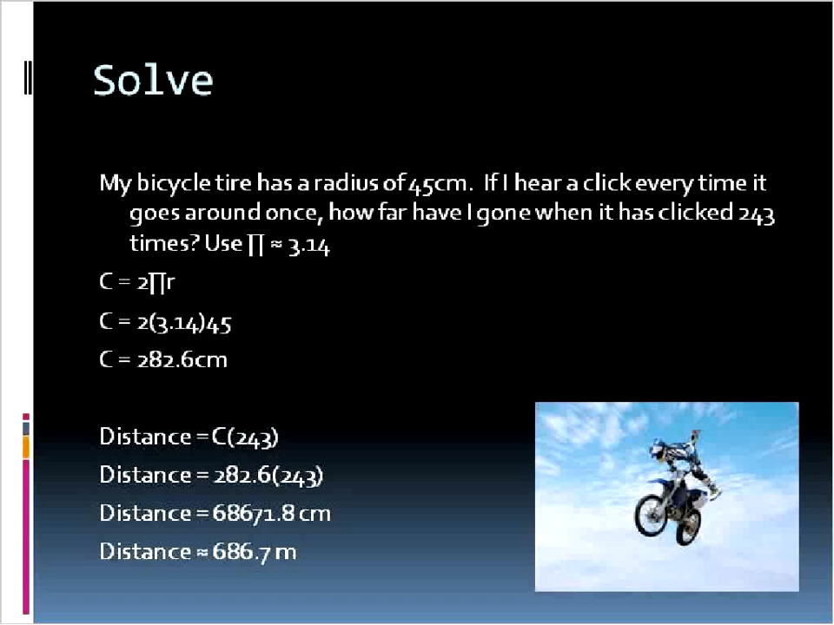So there's some work with circumference. We've gone over some word problems and some crazy looking shapes, and just a quick review over what circumference was.